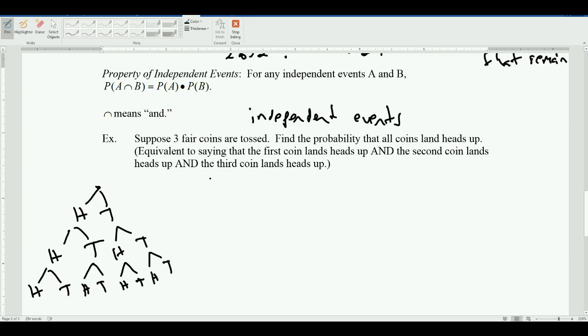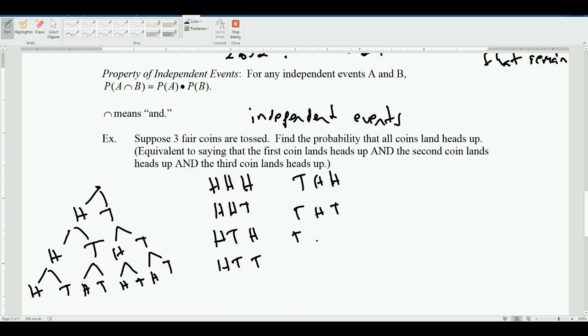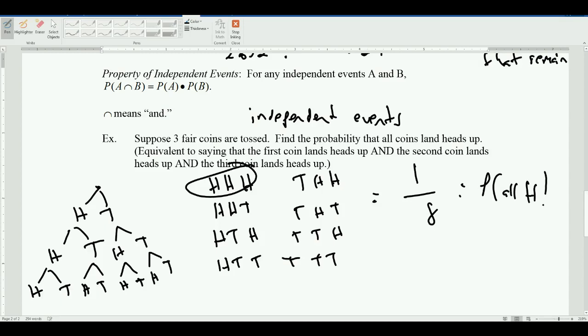And if I list those down the branches, I have heads, heads, heads; heads, heads, tails; heads, tails, heads; heads, tails, tails; and then tails, heads, heads; tails, heads, tails; tails, tails, heads; and tails, tails, tails. And what I get is 8 total. And we want all coins landing heads up. And there's only one outcome for that. So that's the answer to our probability. All H's. 1 out of 8.